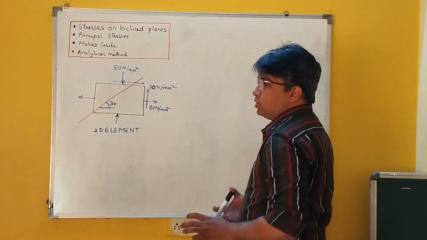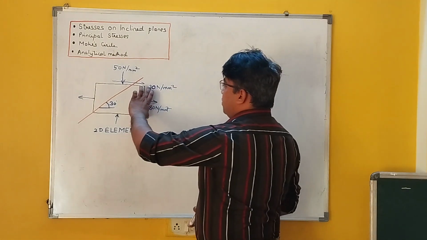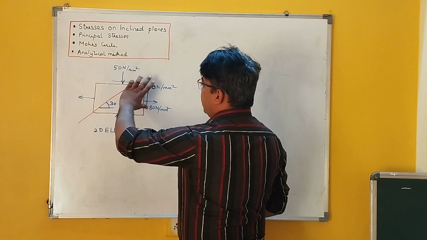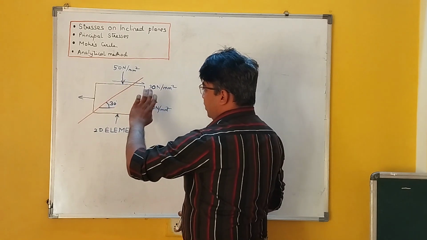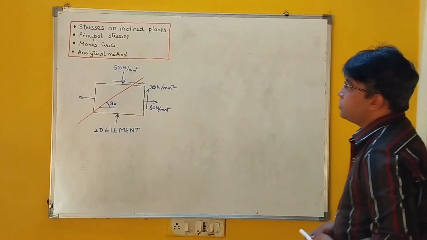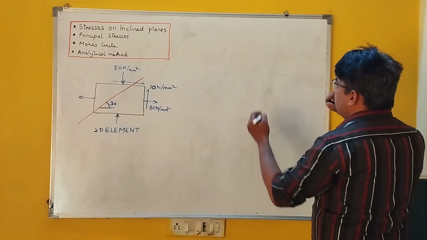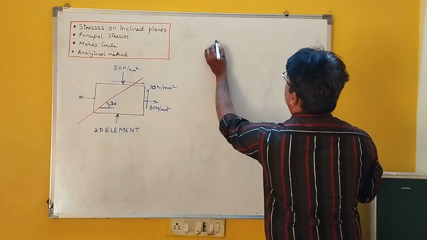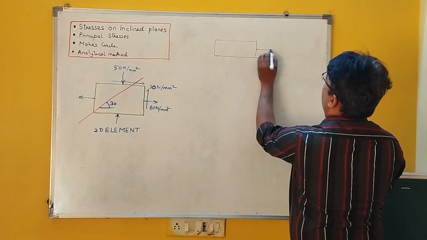Now by the concept of complementary shear, this stress will be equal to this stress, but they will be in opposite direction to maintain equilibrium. Now let us start with the stresses on inclined planes. So first of all, let us take a 2D element.